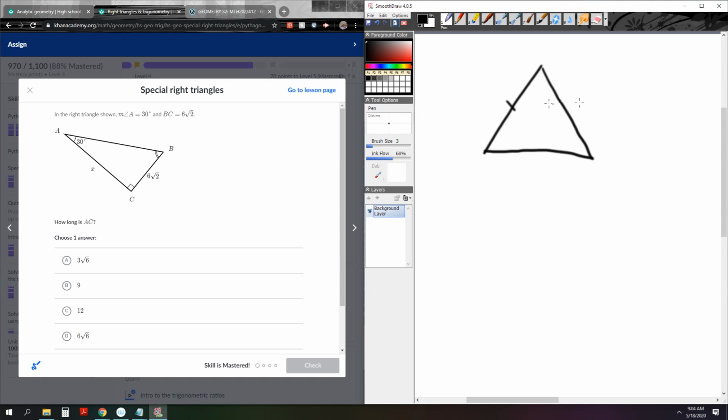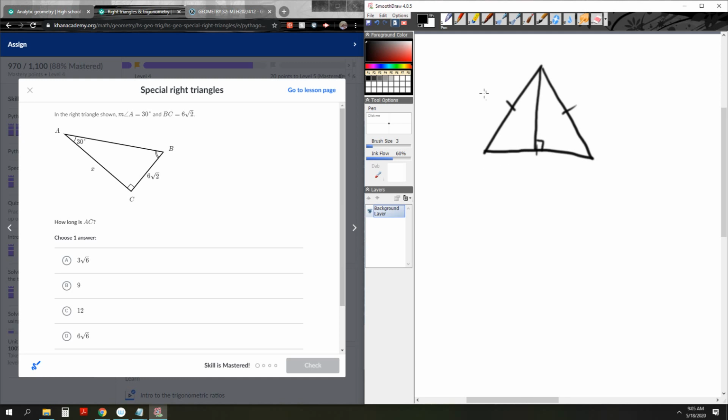This is an equilateral triangle. All the sides are the exact same length, and all these angles are the exact same angle. So they're all 60 degrees, 60 degrees, 60 degrees. That adds up to 180. If we cut this triangle exactly in half, we get a 90-degree triangle over here and a 90-degree triangle over here. Remember, we cut it exactly in half.